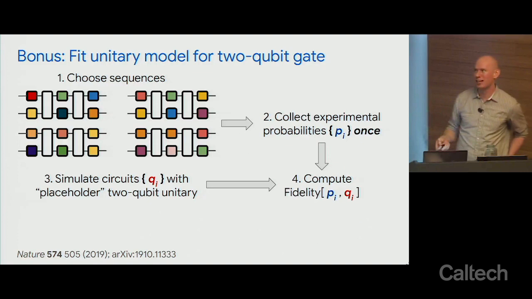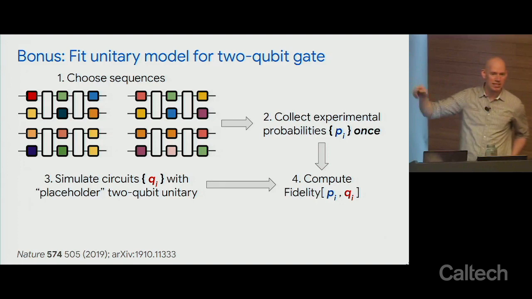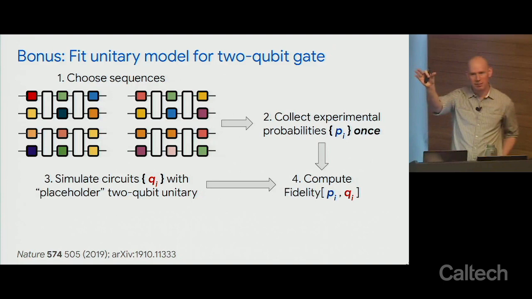Here's an experimental sequence. First of all, we choose some sequences. These are randomly selected sequences that we want to run on our processor. So we maybe have a family of these. I think typically maybe we do 20 of these. Then we're going to collect the experimental probabilities for each of those sequences. So we're just going to do that one time. We run each of the sequences maybe a few thousand times and come up with these probabilities.